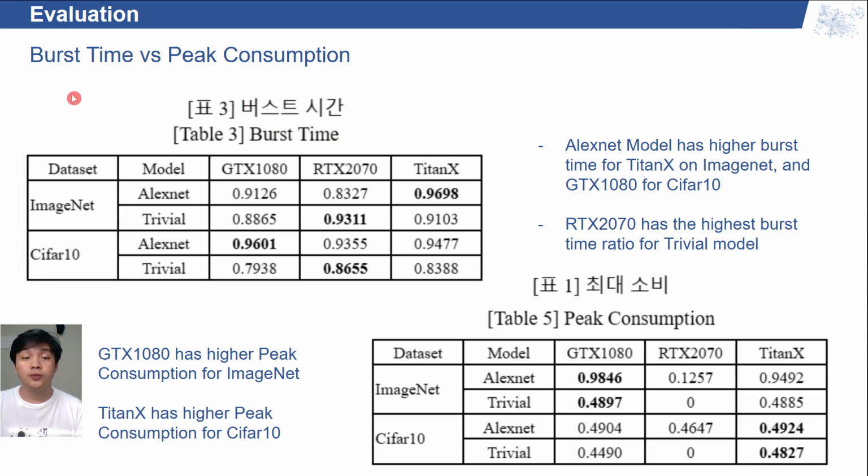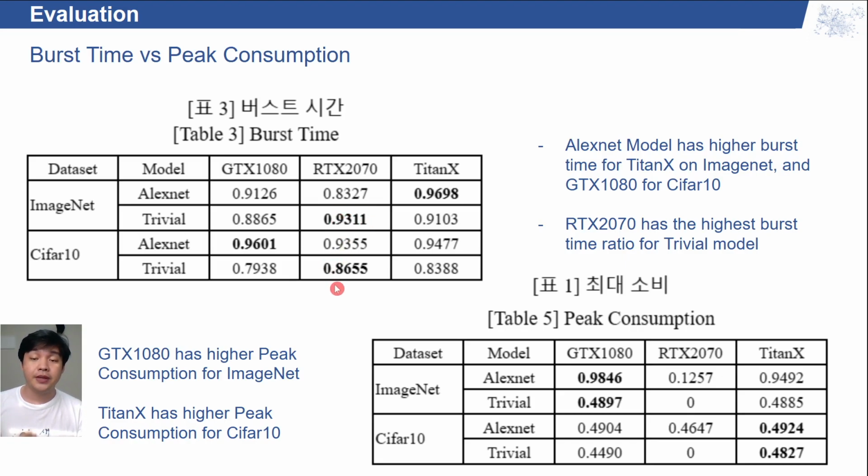Now we try to compare burst time and peak consumption for the 3 GPUs using similar models between different datasets. So here we can observe for table 3 that the AlexNet model has higher burst time for Titan X on ImageNet and GTX 1080 for CIFAR-10. However, for RTX 2070, it has the highest burst time ratio for the trivial model.